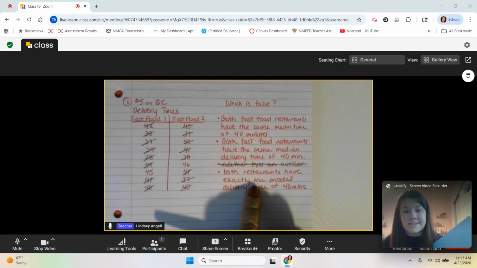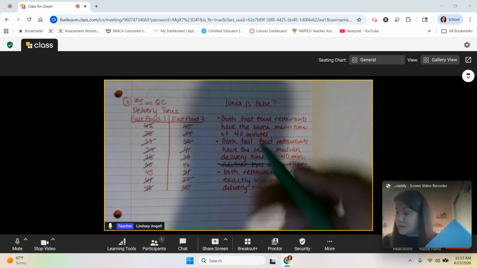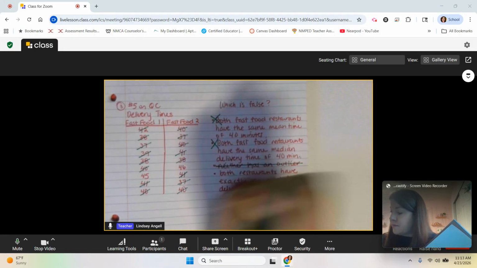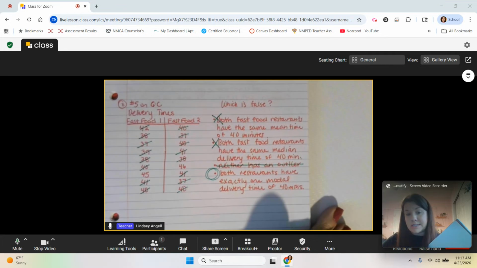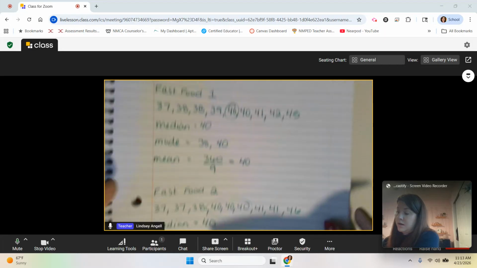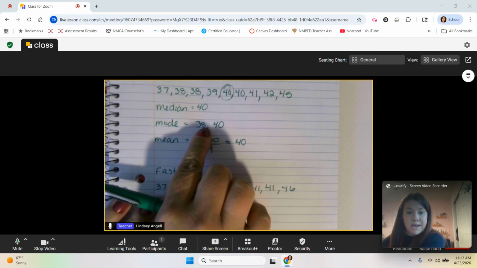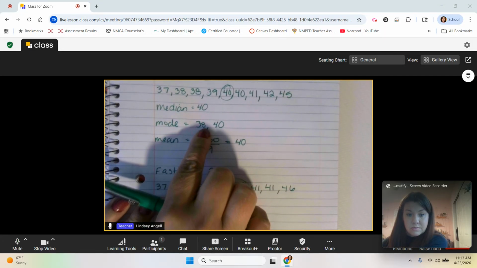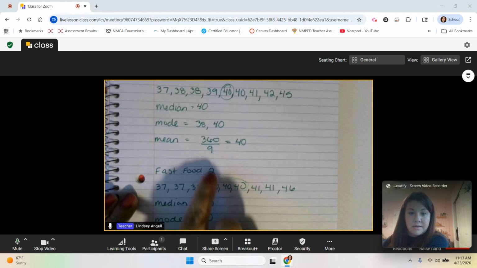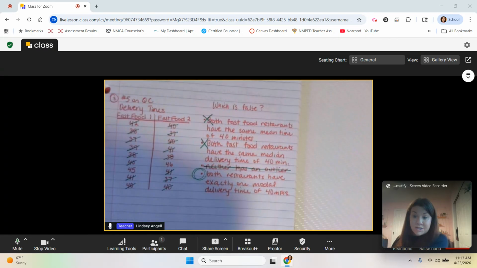Both restaurants have exactly one modal delivery time of 40 minutes. That one, ding, ding, ding, is false. So that would be the correct answer. Because, remember, fast food restaurant number 1 had 2 modes, right? This one only had 1, this one had 2. So that's where they don't match.